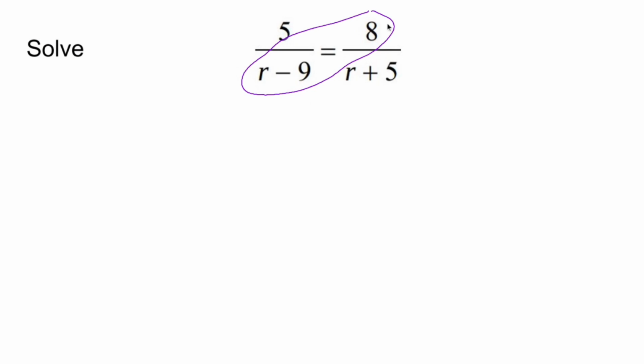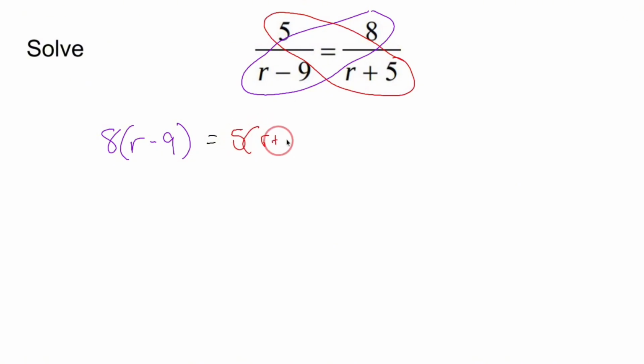Now these two diagonals, you do have a regular 8, so you're going to multiply 8 to r minus 9. You just have to make sure that if you have more than one thing going on here, you wrap that thing in parentheses. So 8 times parentheses r minus 9. Drop down the equal sign, and then you multiply the other diagonals. And it's the same exact case. 5 is 5, but you multiply r plus 5. So 5 times r plus 5 looks like this again.